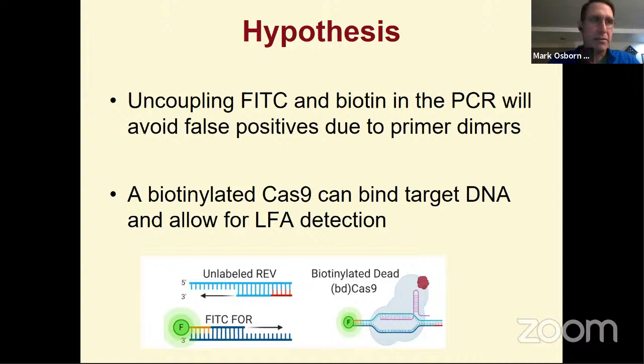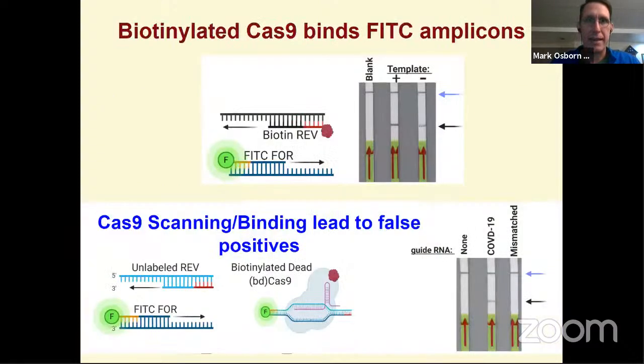As I said, lateral flow assay technology requires this secondary biotin binding event in order to allow for detection. And we hypothesize that we could use a biotinylated version of Cas9, which is again commercially available from Sigma, to label this to fulfill the requirements of a FITC and biotin on the same molecule to detect it by lateral flow assay technology. And to do so in a manner that was specific to a COVID-19 guide RNA.